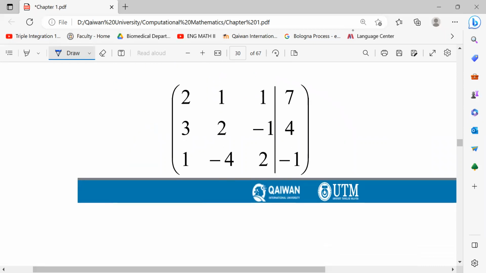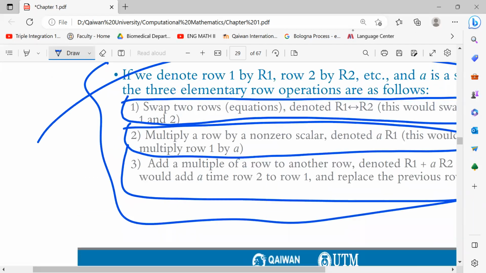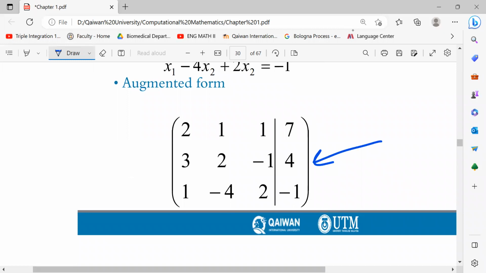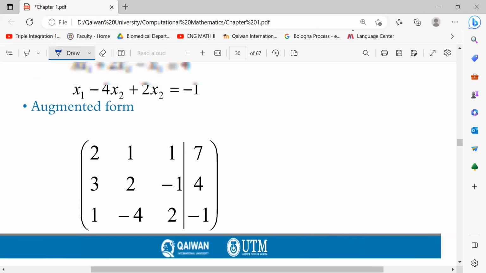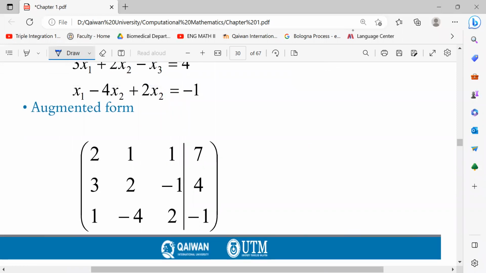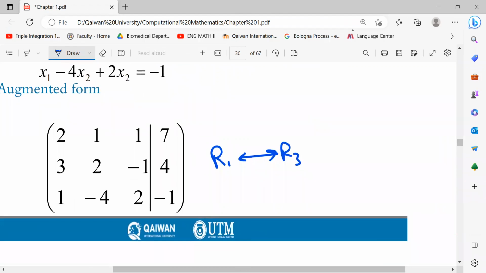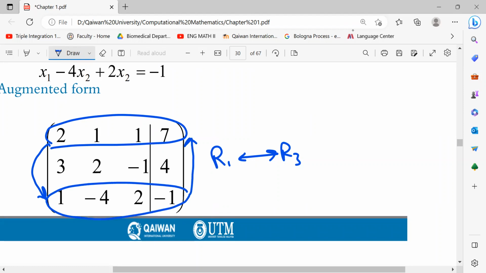Now, if you apply these 3 operations on this matrix, let's see what we get. We said first we could interchange 2 rows or 2 columns. Let's interchange row 1 and row 3. Only 2 rows. Even if they are not successive rows, you could interchange their places. To swap row 1 and row 3, row 1 comes down and row 3 moves up. Okay?